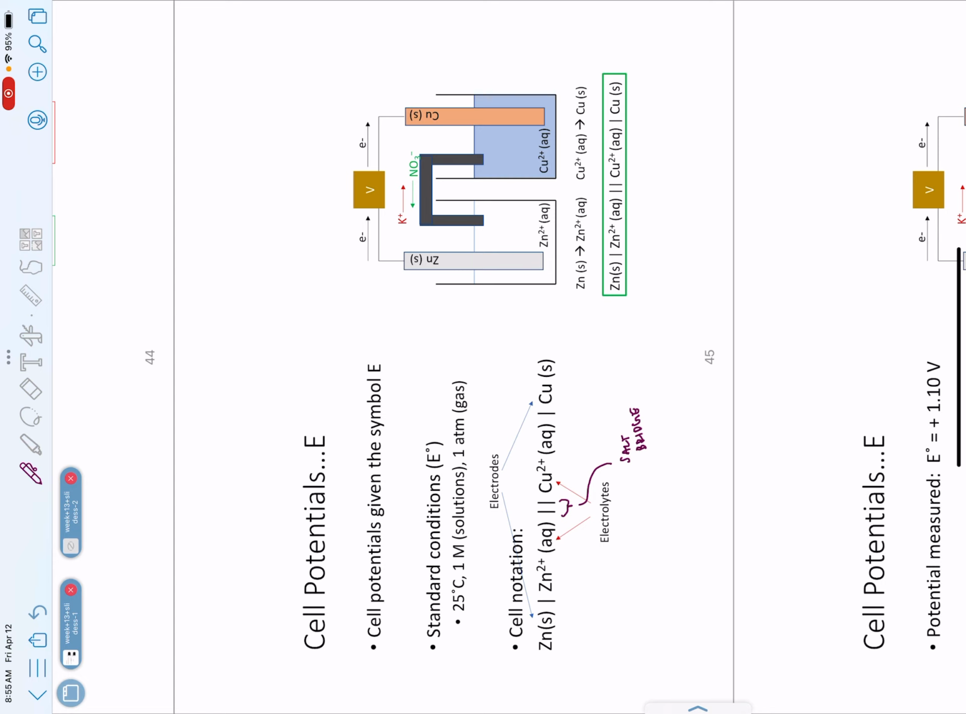An electrochemical cell with a zinc electrode and a zinc electrolyte, or this half reaction, becoming this half reaction over here. Can we see how the parts translate?